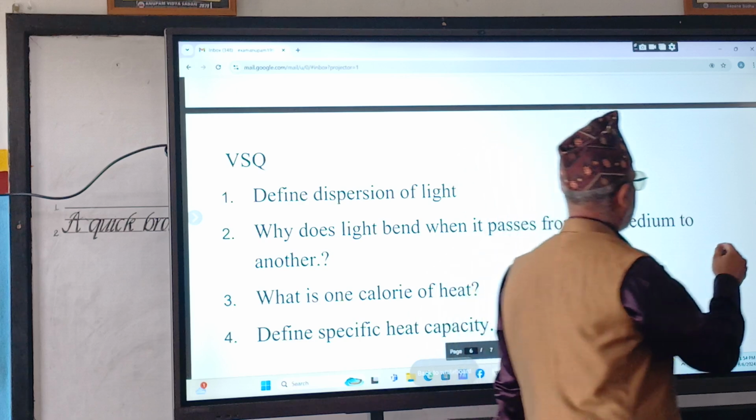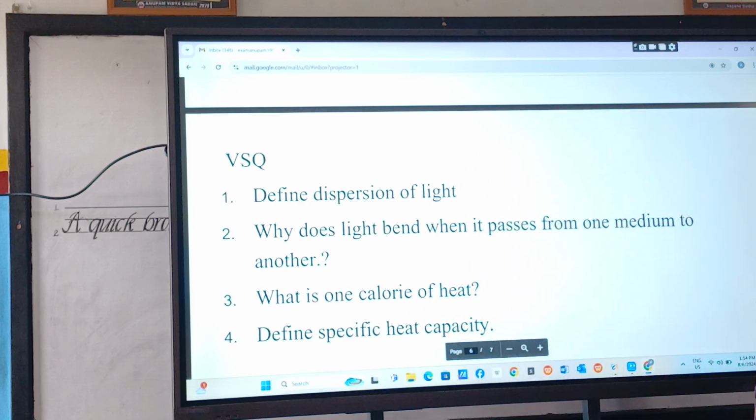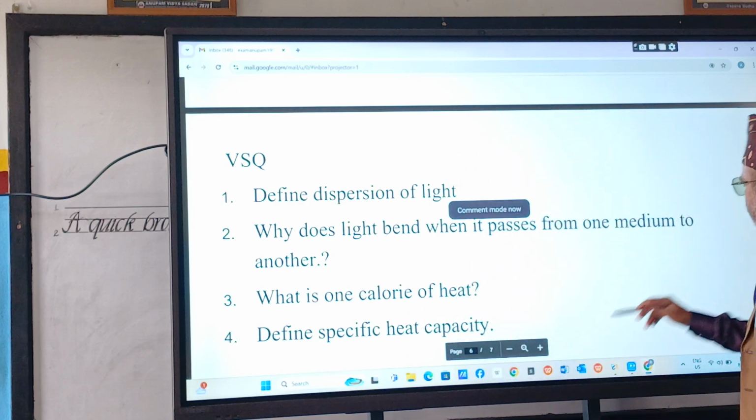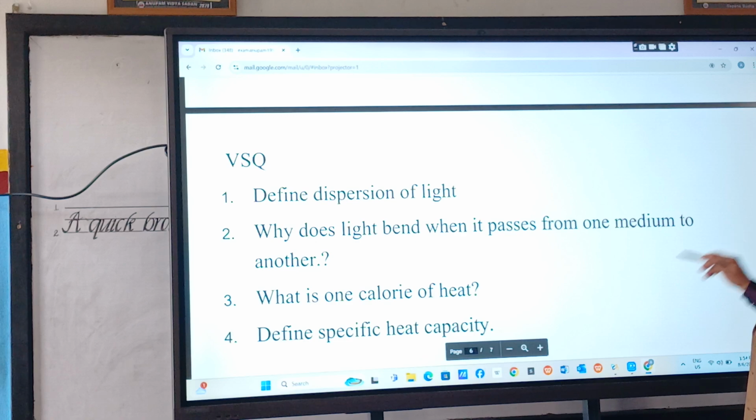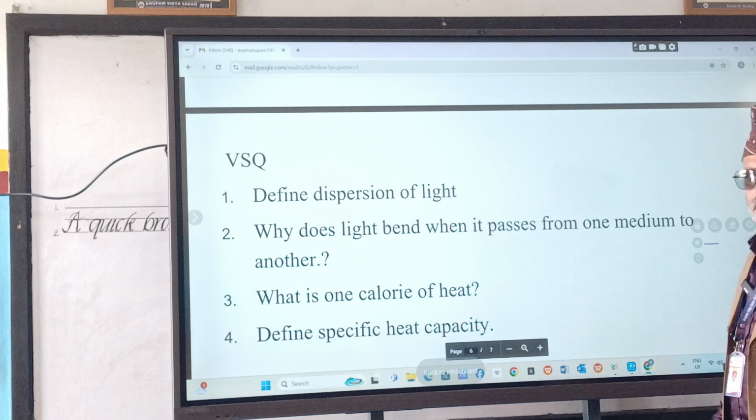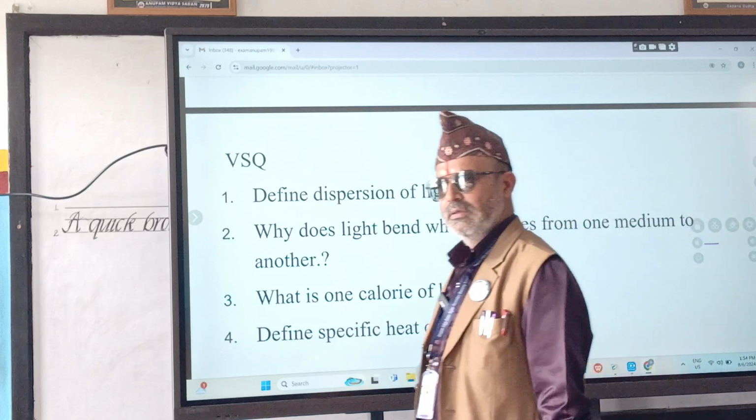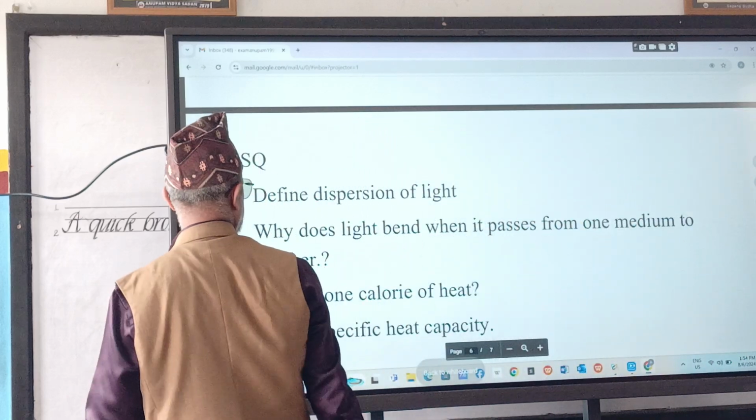It became too much bright. I think our children are going to use spectacles very soon. Why make it too much bright? Don't have the habit of looking at bright light.